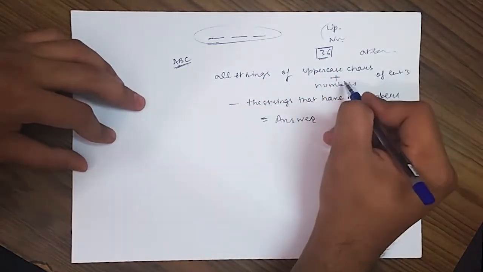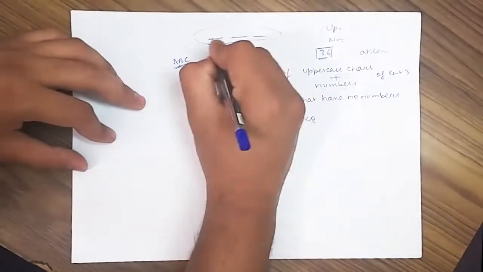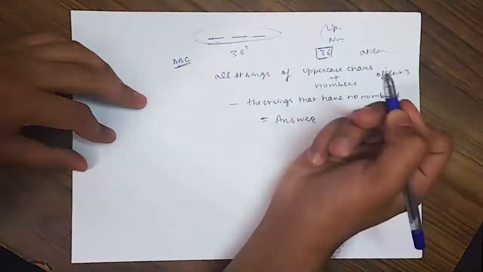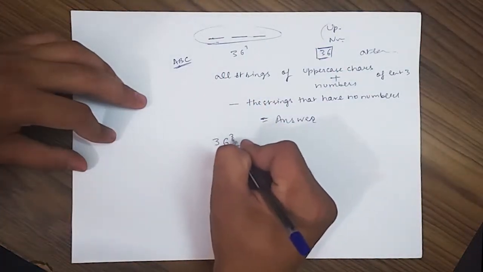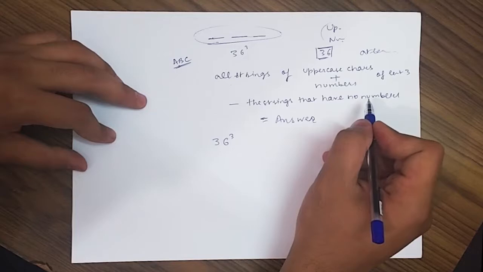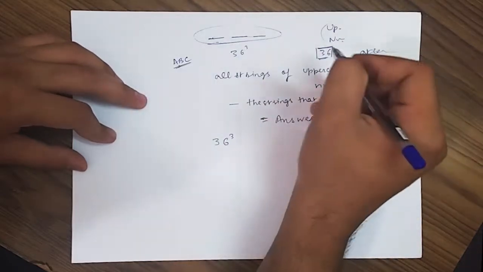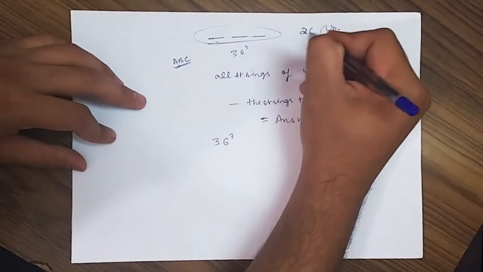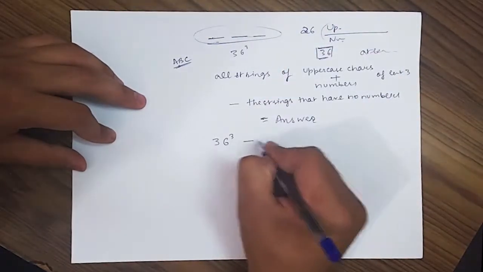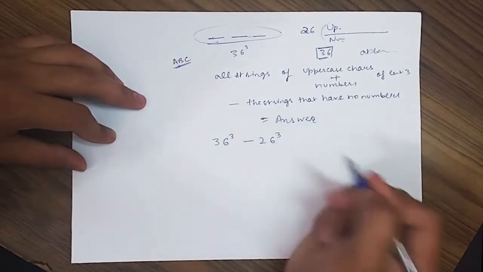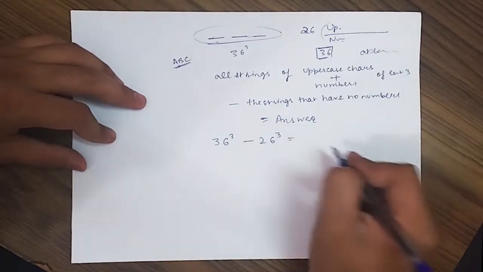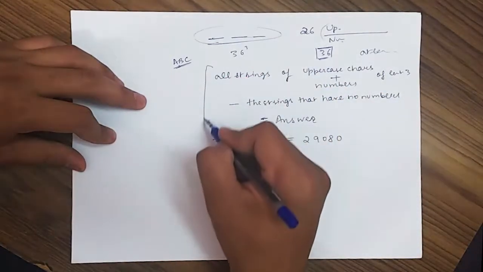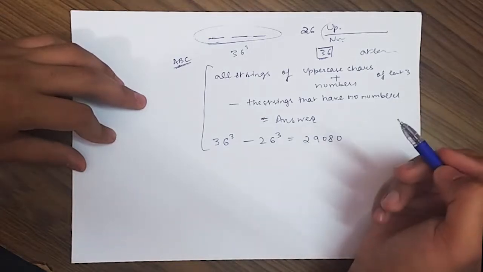All strings of uppercase characters plus numbers, we have 36 choices for each, so it will be 36^3. The strings that have no numbers means they are only made up of uppercase characters, so we only have 26 choices for each. Minus 26^3 equals the answer, which would be 29080. So this is the subtraction method of doing this problem.